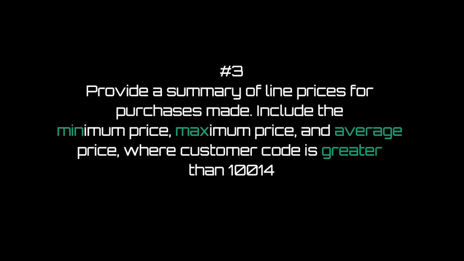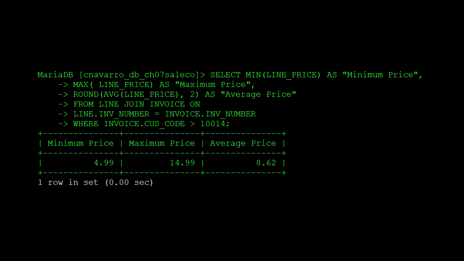In the next exercise, provide a summary of line prices for purchases made. Include the minimum price, maximum price, and average price where customer code is greater than 10014. This will require a join of the line table with the invoice table to get the customer code. We will also need to use functions min, max, and average.